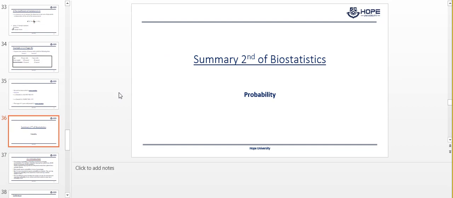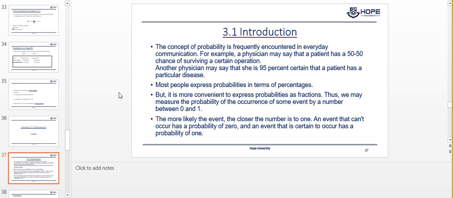Okay, now we should enter probability. As you know, probability is getting an equal chance, calculation of the equal chance formula. The concept of probability is frequently encountered in everyday communication. For example, physicians may say that a patient has a 50-50 chance of surviving certain operations. Another physician may say that she is 95% certain that the patient has a particular disease.